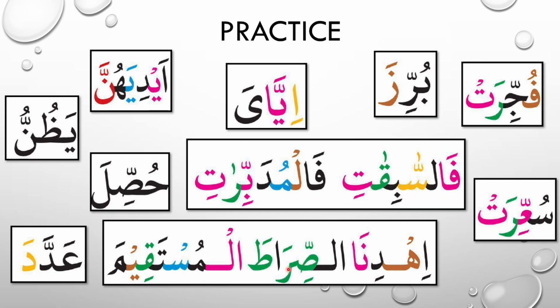And we have اهدنا الصراط المستقيم. اهدنا. We have Dal with Zair. اهدنا الصراط المستقيم. So we have Ta with Zabar. Then we have عدد. We're going to emphasize on the Dal because it has a Tashdeed. So عدد.